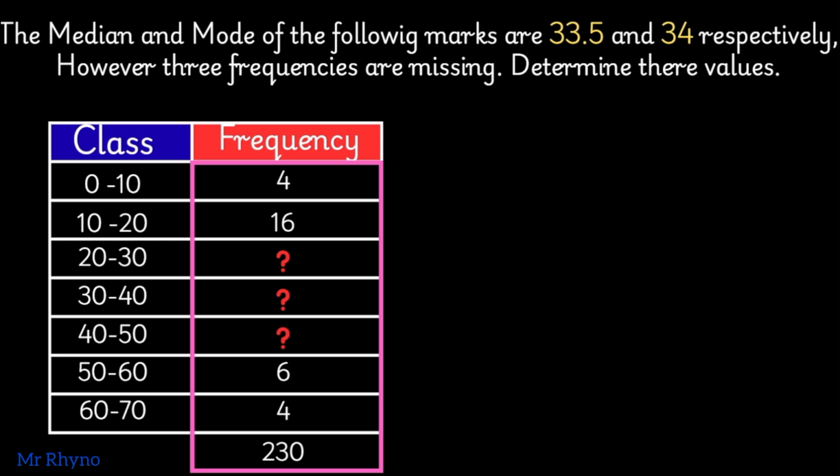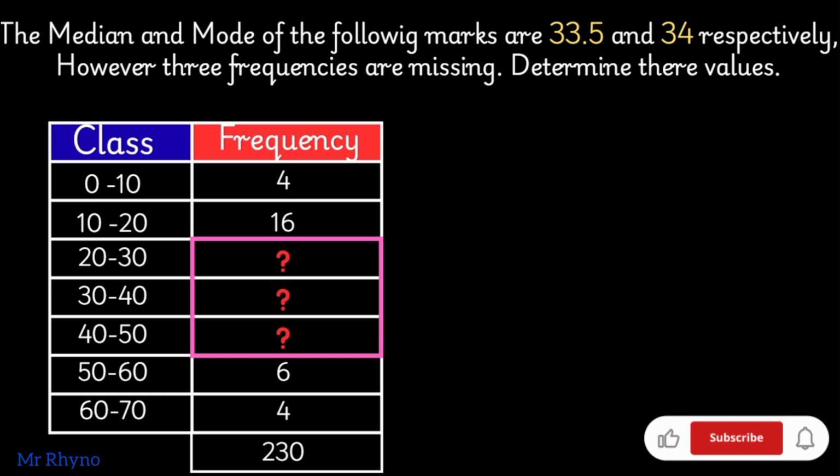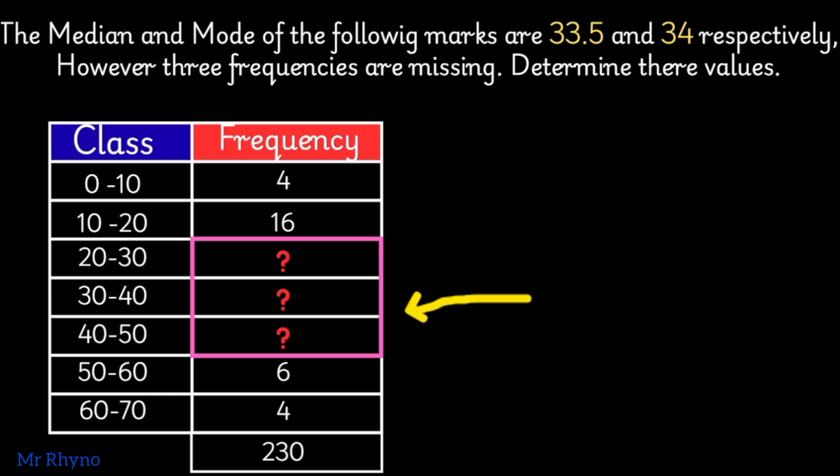Now notice that our total frequency, or the summation of f, is 230. But we don't have these three frequencies, and that is our question: to get the value of these three frequencies. How do we go about getting the values of this? Let me take you through a stepwise procedure on how to solve this.